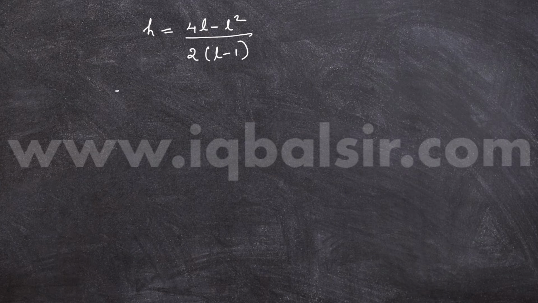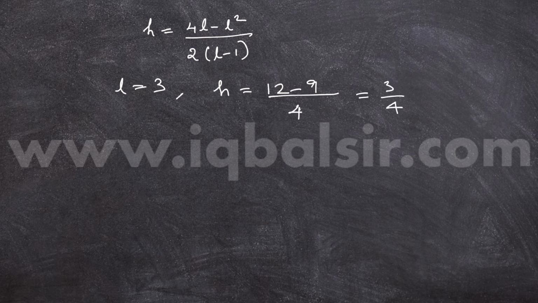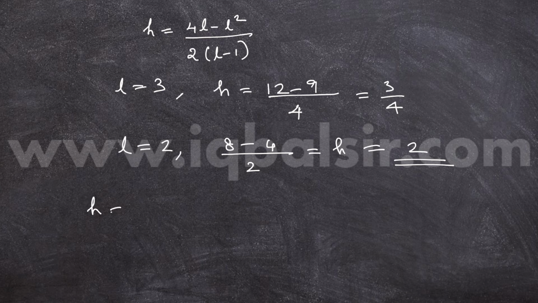When you put L equal to 3 in the expression, H comes out to be 12 minus 9 divided by 4, which is 3 by 4, which is not possible because it's not an integer. When you put L equal to 2, we have 8 minus 4 divided by 2 equal to H. So that is equal to 2. So that is the only possible value of H. So the only possibility is H equal to 2 and L equal to 2.